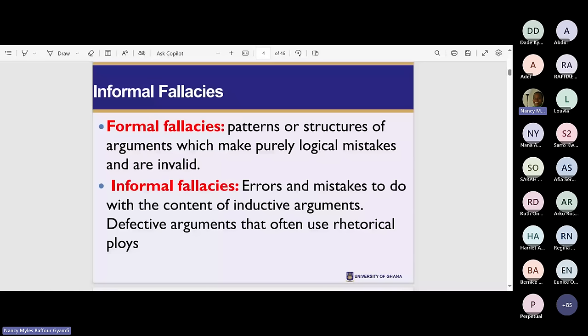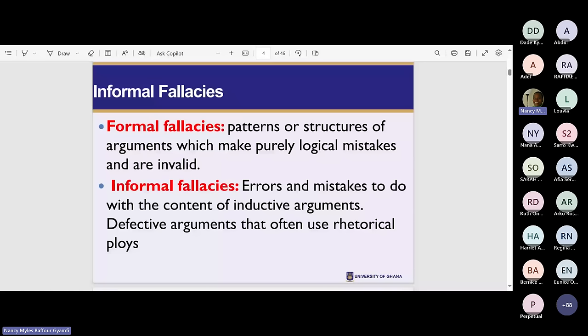The real reason is that there is a pattern of deduction, a form, a structure of deduction that has been disobeyed, or the person has erroneously overlooked. And that is what makes that one a formal fallacy. Informal ones are not so.